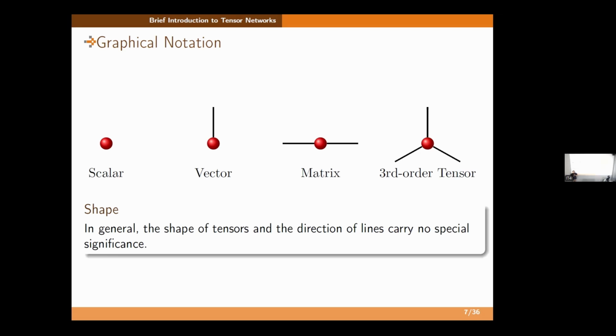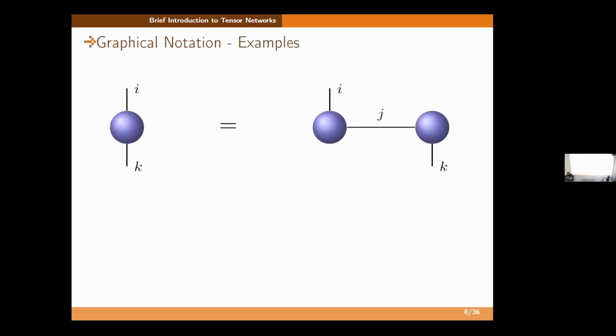Okay, but why would we introduce such notation? Because it makes index contraction really easy to see. For example, here it is matrix multiplication, and we are contracting by index j. That way we are gluing these two tensors together, and at the end we get another matrix.